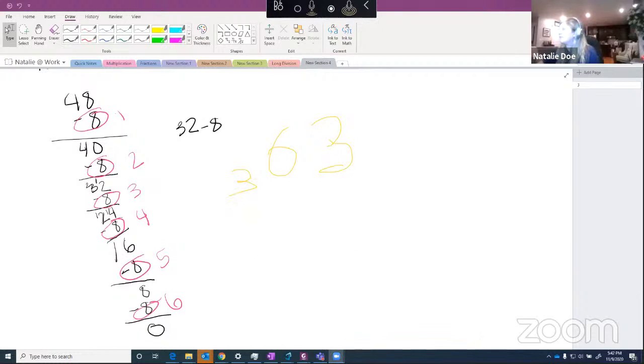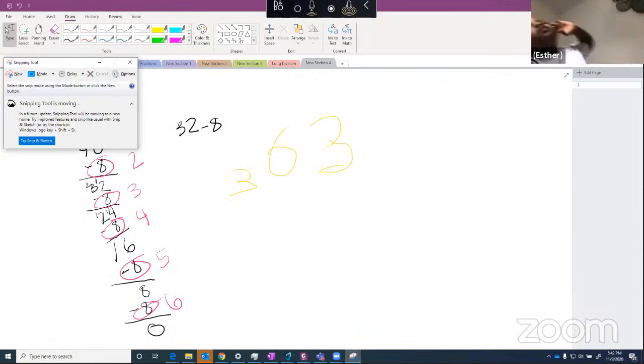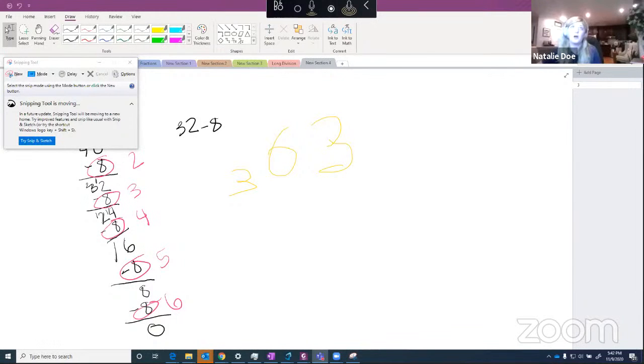Let's try a different one. How do we draw a number line of repeated subtraction? You want to draw one? We can do that. Yeah.